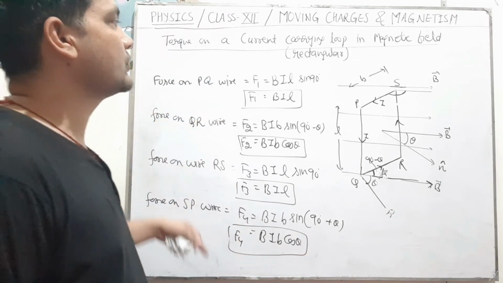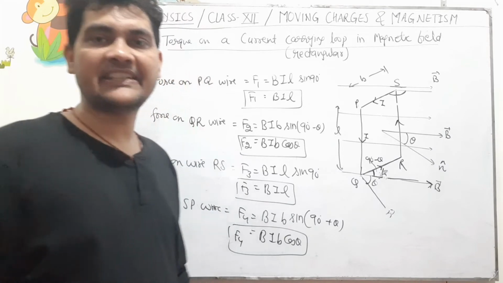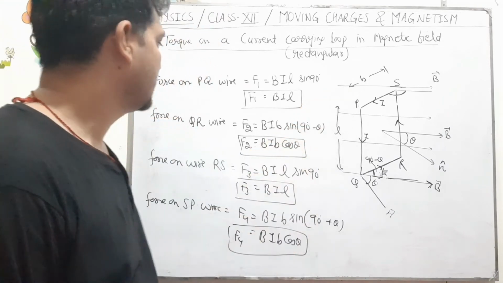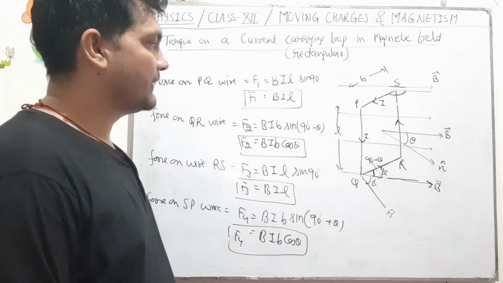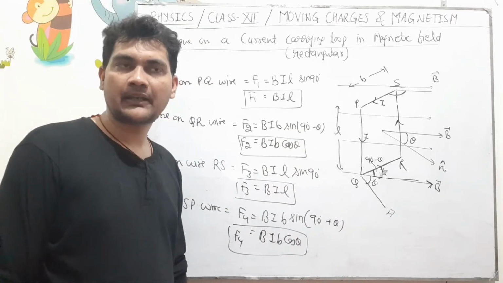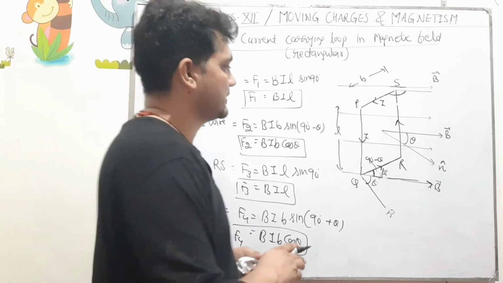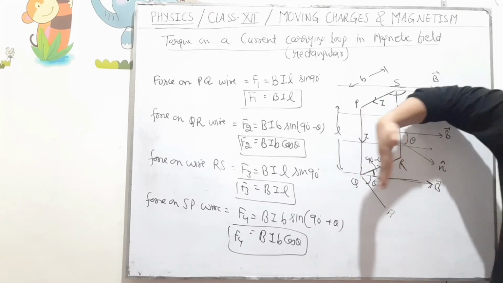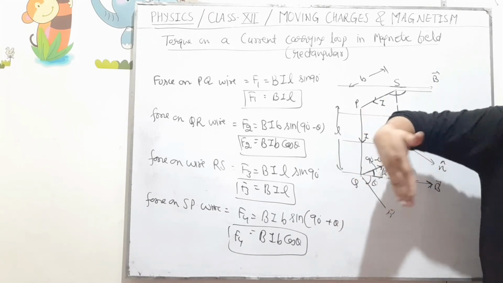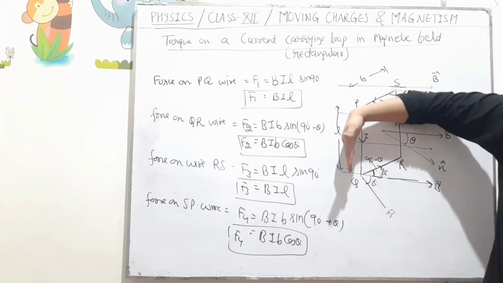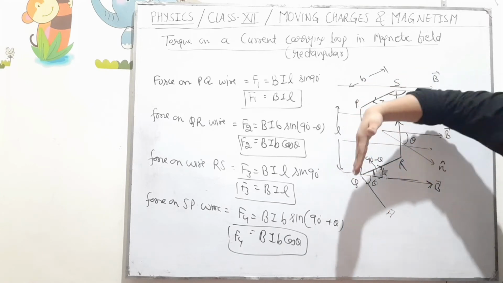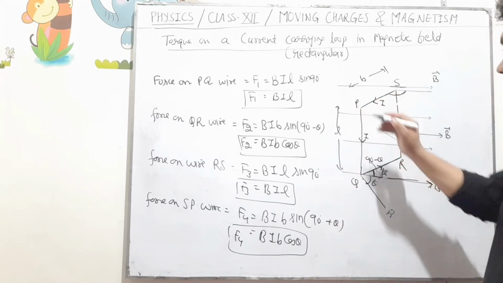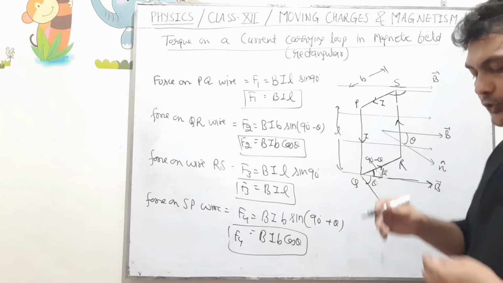So we have seen the forces on all the wires. Now let us see what the directions of these forces are. What is the direction of force on PQ first? To find the direction of force, you can apply the right hand palm rule. The current is in the downward direction and the magnetic field is in the rightward direction, so the force is outwards. So this wire is experiencing a force in the outward direction.